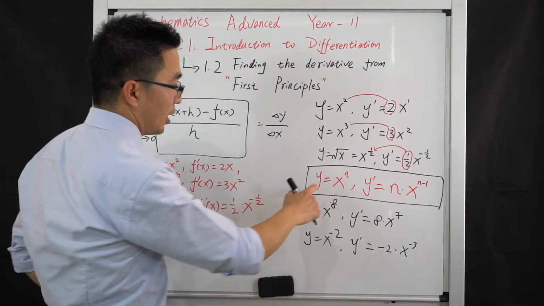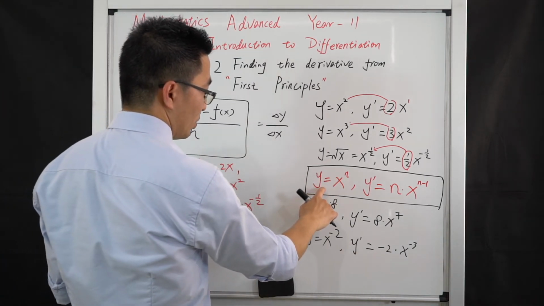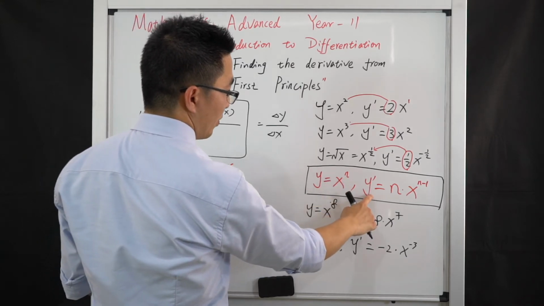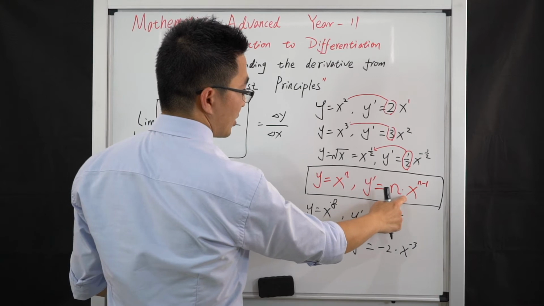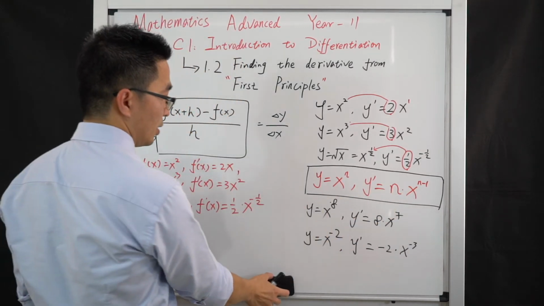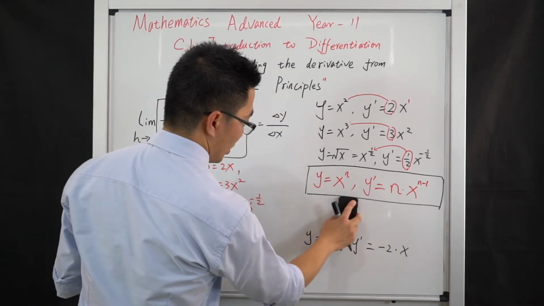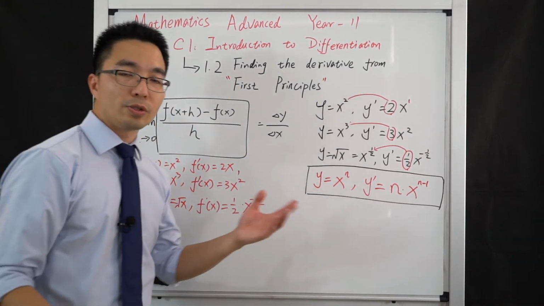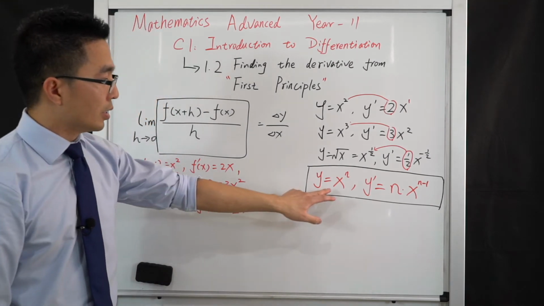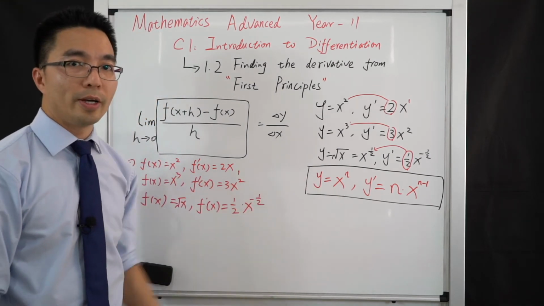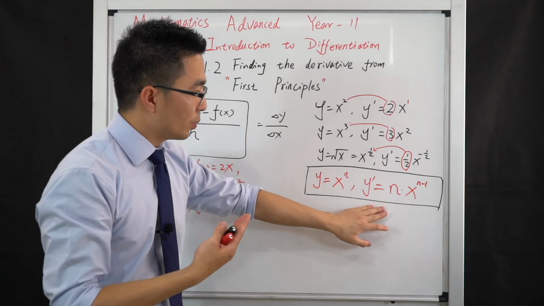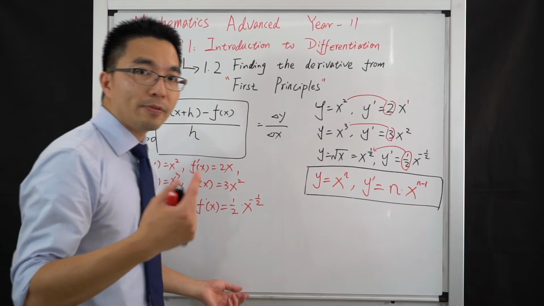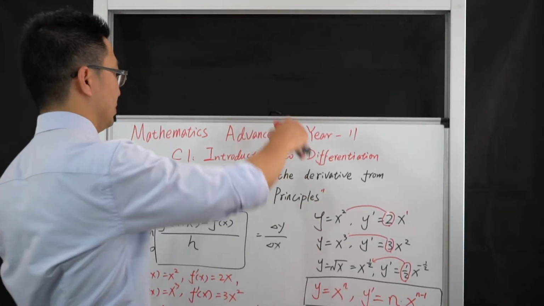Okay? As long as we have the function y equal to x to the power of n, then its derivative will be n times x to the power of n minus 1. Okay? So here is the first formula for us to find the derivative of the function in this form, y equal to x to the power of n. So what the derivative of the function can tell us about the original function, I'll give you an example in the next part.